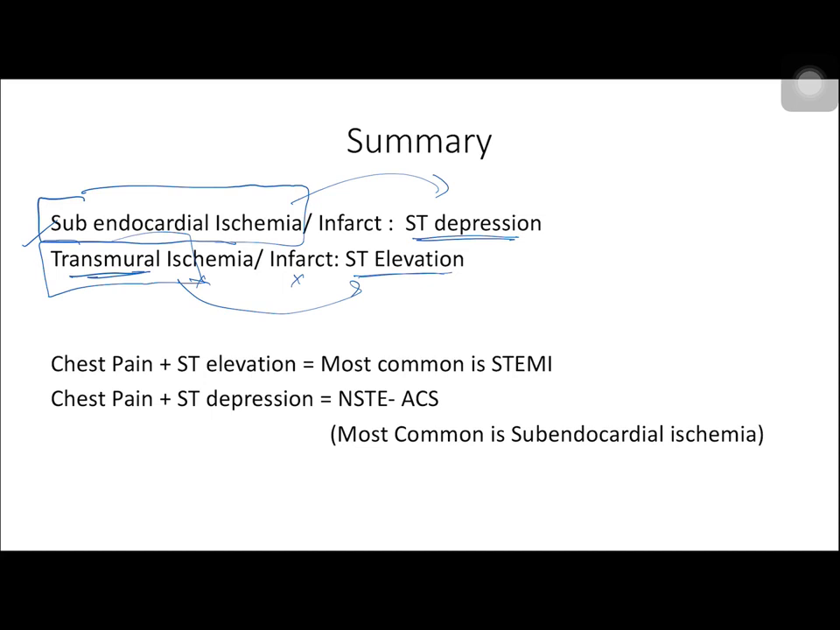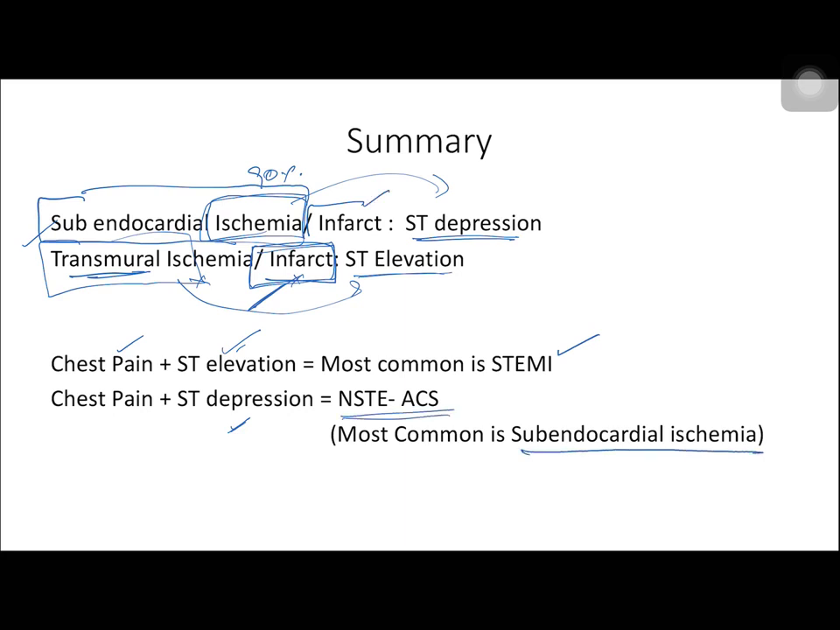But in clinical practice, what is most common is used. A patient with ST elevation, it is most commonly due to infarction. So when a person presents with elevation, we think of myocardial infarction. But when there is chest pain and ST segment depression, the most common thing is ischemia, 90% of the time, and infarct is rare. So we think of a subendocardial ischemia.